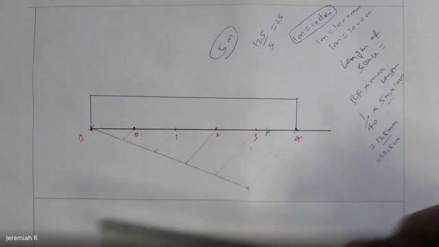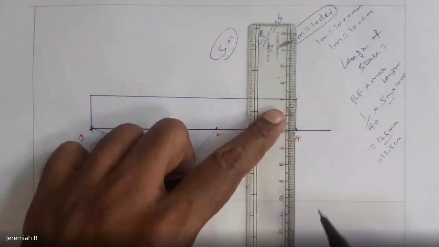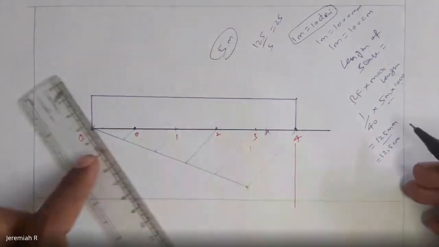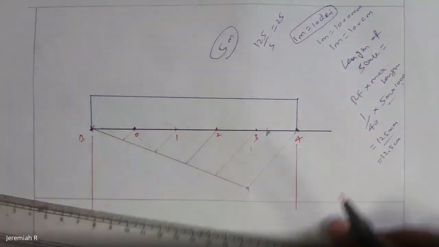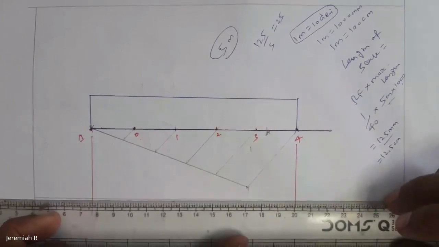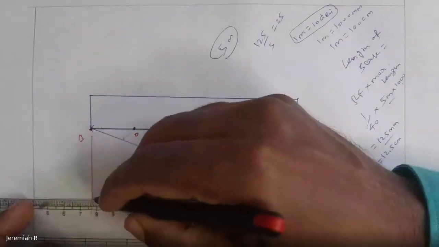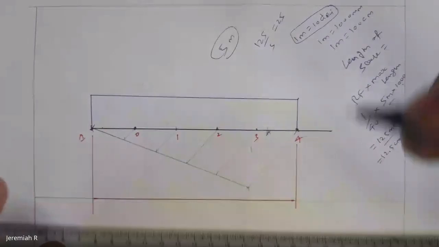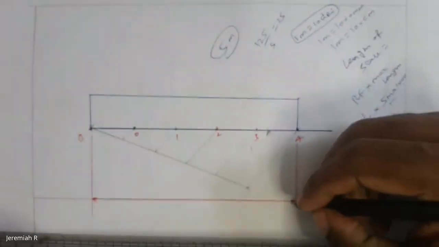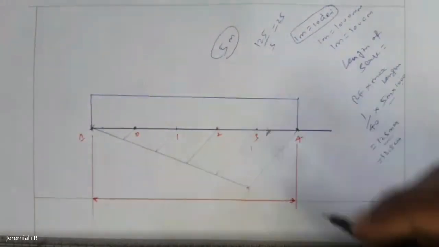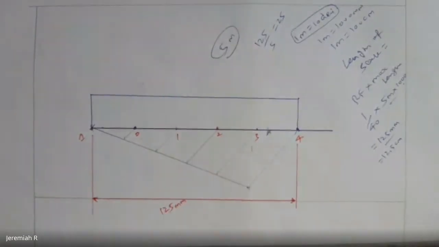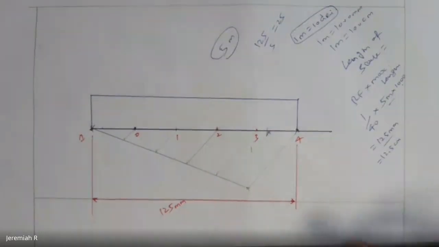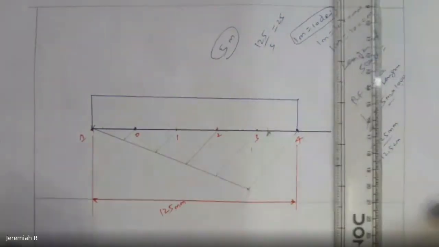So what is the length of this? You have to mark it here like this. The length is equal to 125. For visibility I'm using a pen; I already told you how to use only pencil. So this is 125 mm. You have to use 125 mm and make an arrow.